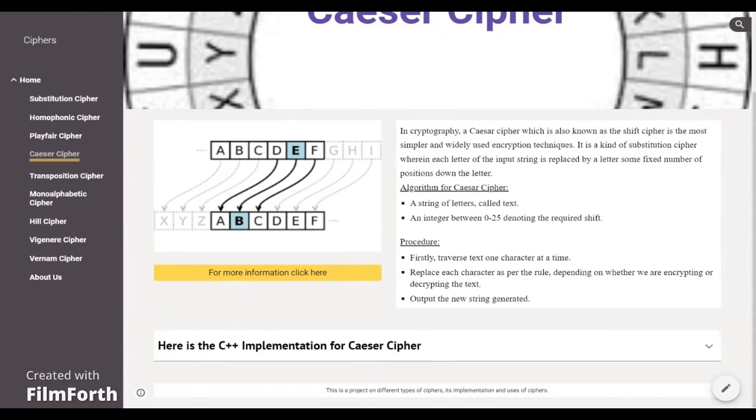Next is Caesar cipher. In cryptography, a Caesar cipher, which is also known as the shift cipher, is the simplest and most widely used encryption technique. It is a kind of substitution cipher wherein each letter of the input string is replaced by a letter some fixed number of positions down the alphabet. For example, with a left shift of 4, E would be replaced by A, F would be replaced by B, and so on. The method is named after Julius Caesar, who used it in his correspondence.